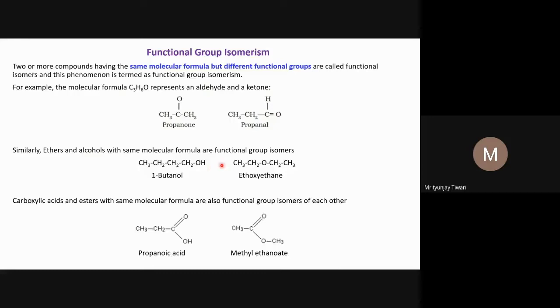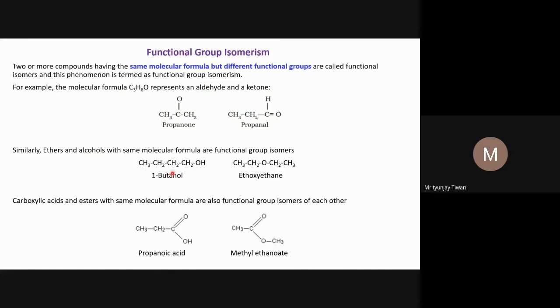And the way it works is, if you write the general formula of these compounds, the general formula of ketones and aldehydes is this. In general, this is C3H6O. This is also C3H6O. So CnH2nO is the general formula of these two functional compounds, ketones and aldehydes both.